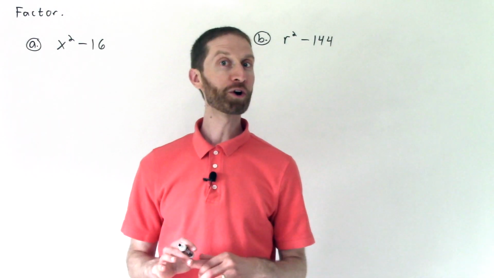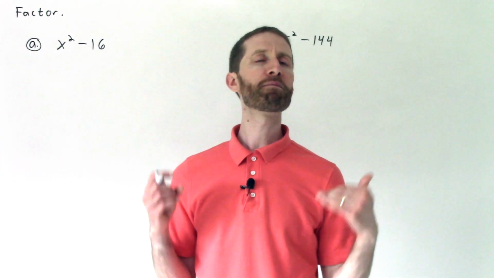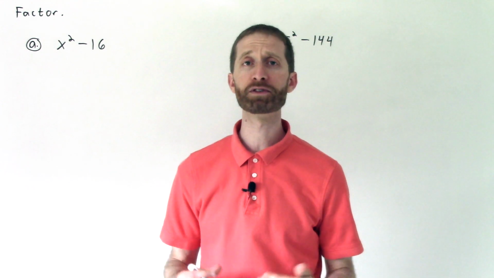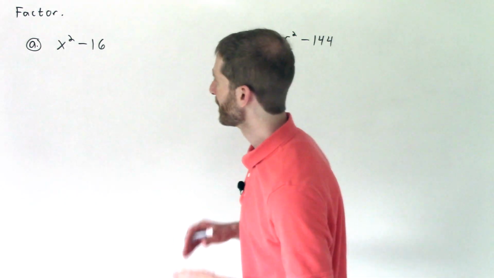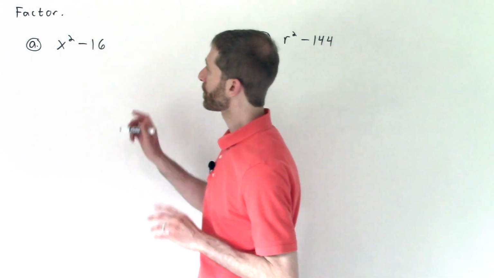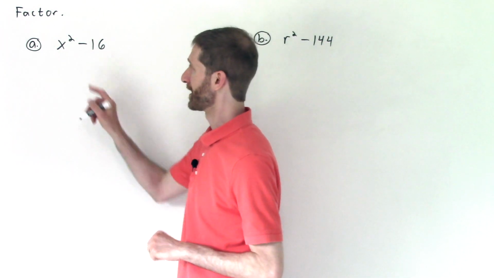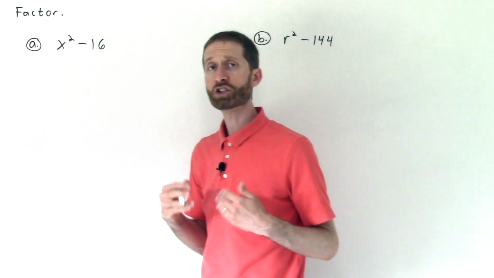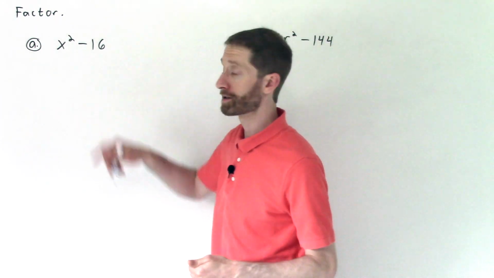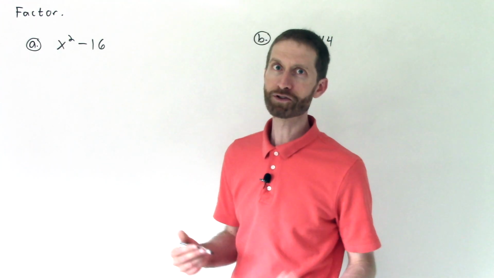In this video, we're going to go over one of my all-time favorite algebra problems, factoring what is called the difference of two squares. Let's dive right into it. So the reason why this is called the difference of two squares is this is a square, x squared, and 16 is a square of 4. And there's a difference, minus. So it's a difference of two squares.